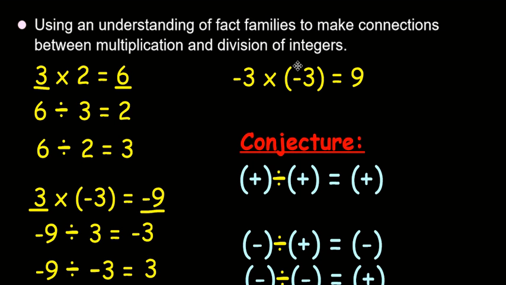A negative times a negative equals a positive. Since we know this, then we can also say that the product 9 divided by one of the factors, a negative, is going to equal the other factor, which is a negative. So a positive divided by a negative does equal a negative.